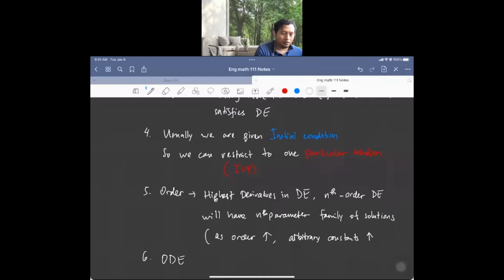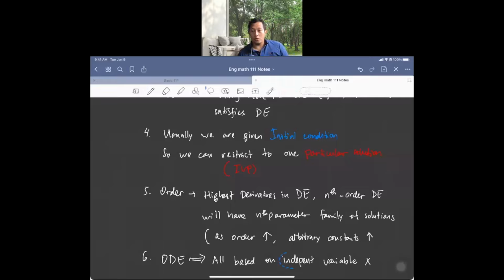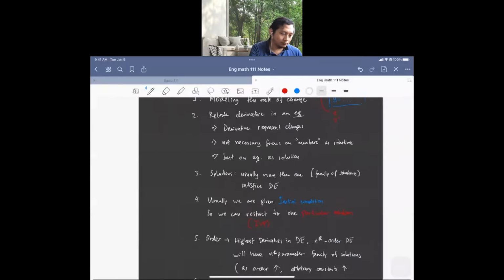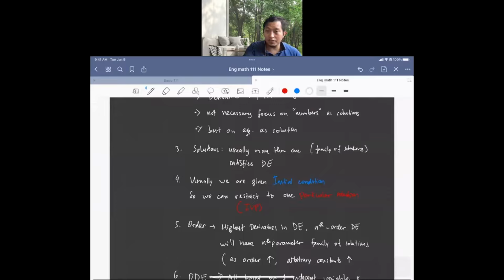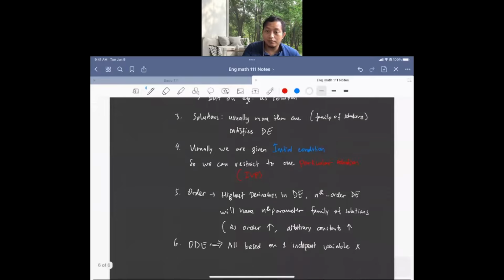And basically what we have in an ODE, the ordinary one, is all based on only one independent variable x. If you have more than one, like two, it's going to be the PDE, the partial differential equation. This is just to sum up what we have done and what we will be discussing.